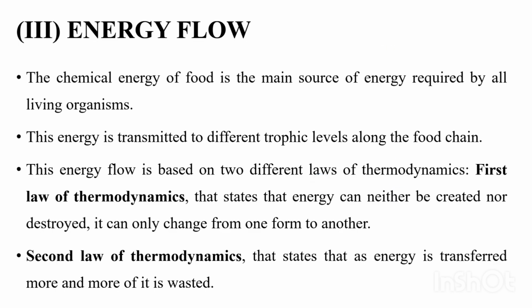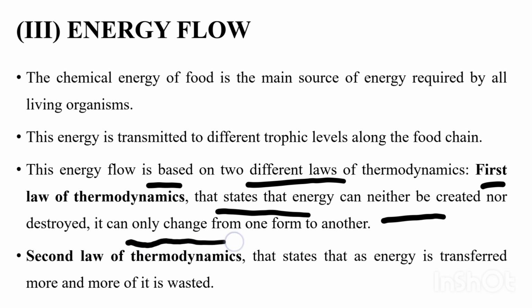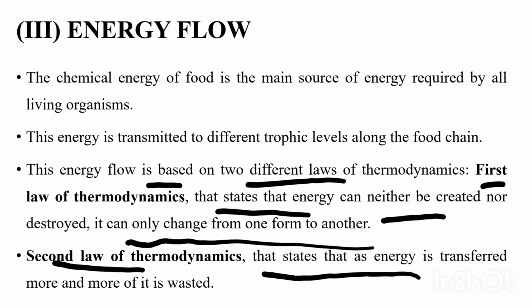Next, energy flow. The chemical energy of food is the main source of energy required by all living organisms. This energy is transmitted to different trophic levels along the food chain. This energy flow is based on two laws of thermodynamics. The first law states that energy can neither be created nor be destroyed, it can only change from one form to another. And the second law states that as energy is transferred, more and more of it is wasted.